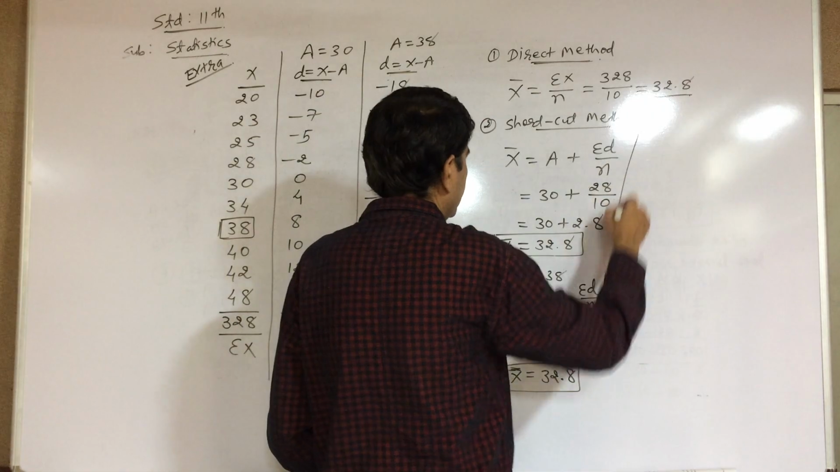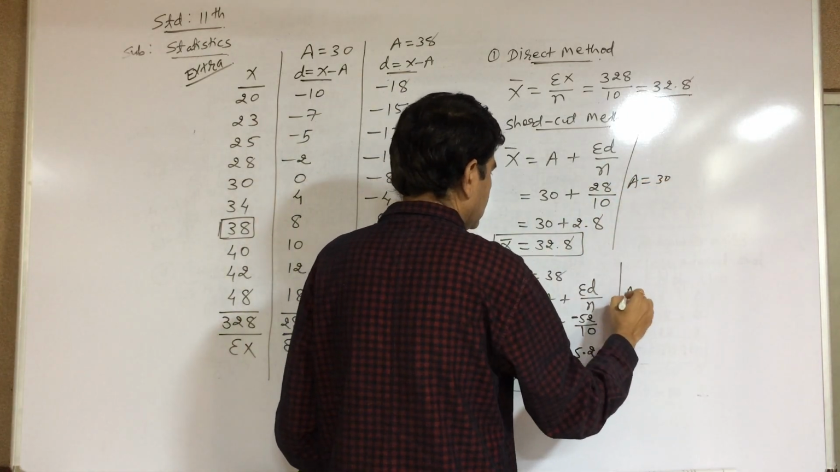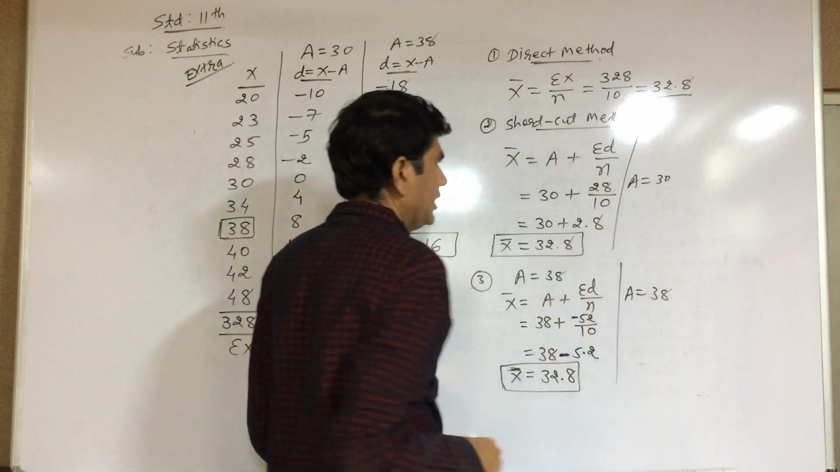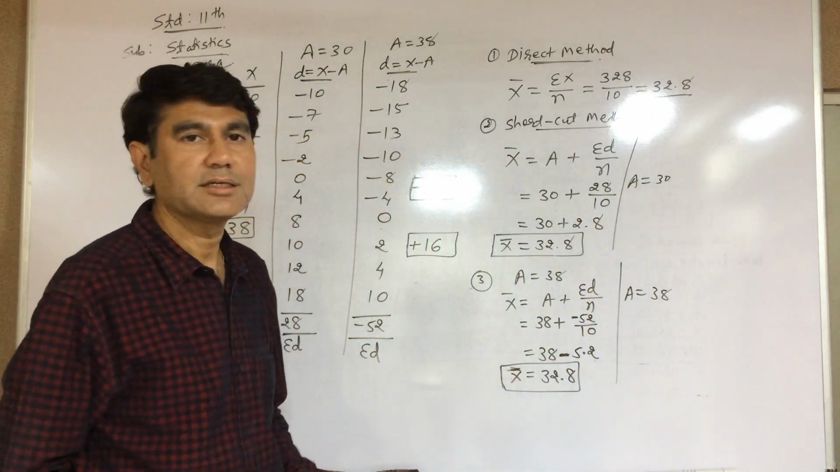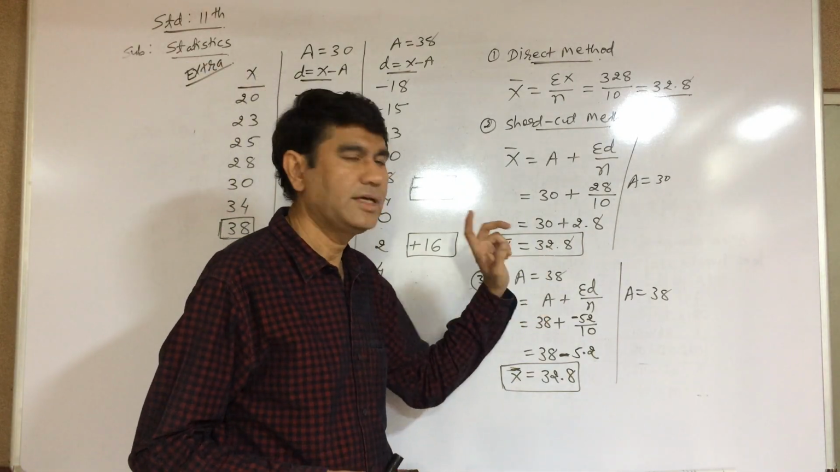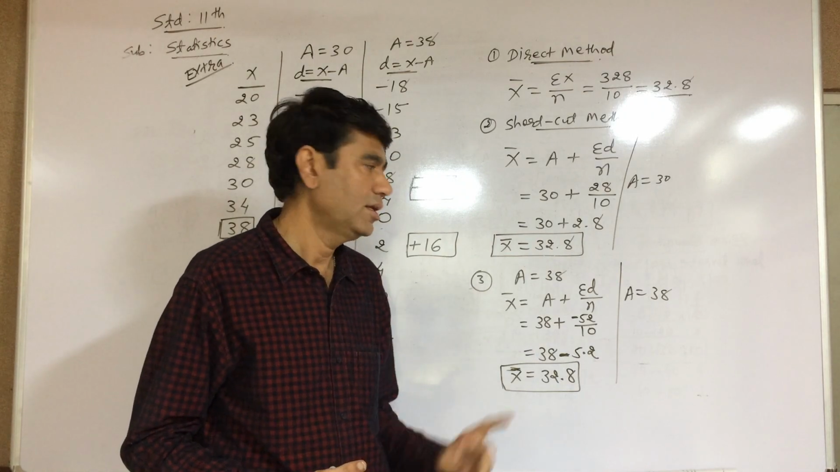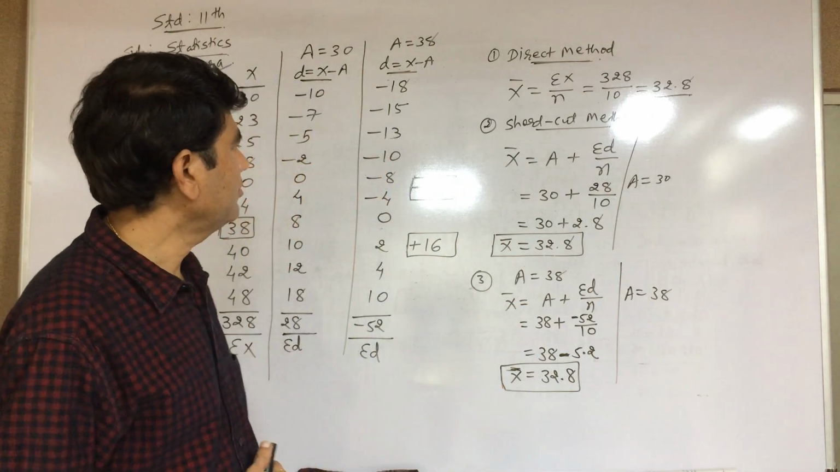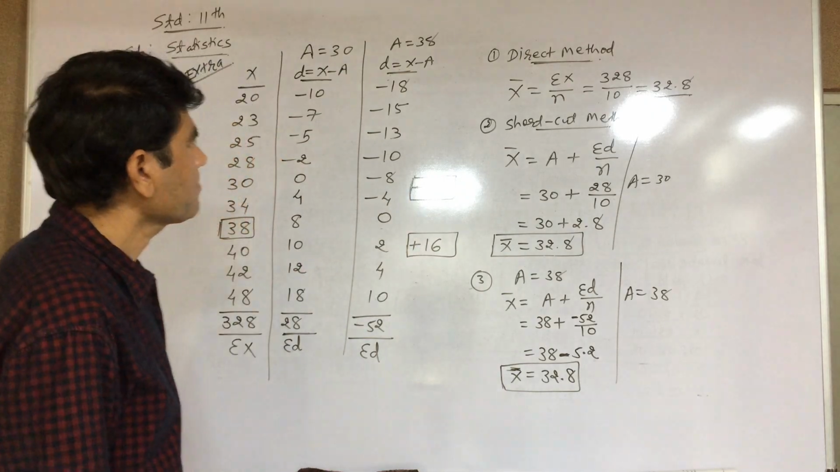In this example, we assumed A is equal to 30. In this example, we assumed 38. You can also try yourself by assuming different values. The answer will remain same, always 32.8 for this example. Verify this calculation. Be careful for negative calculation.